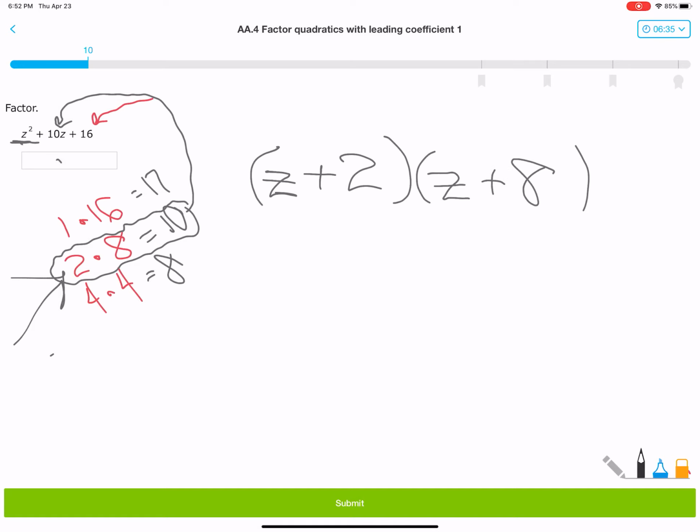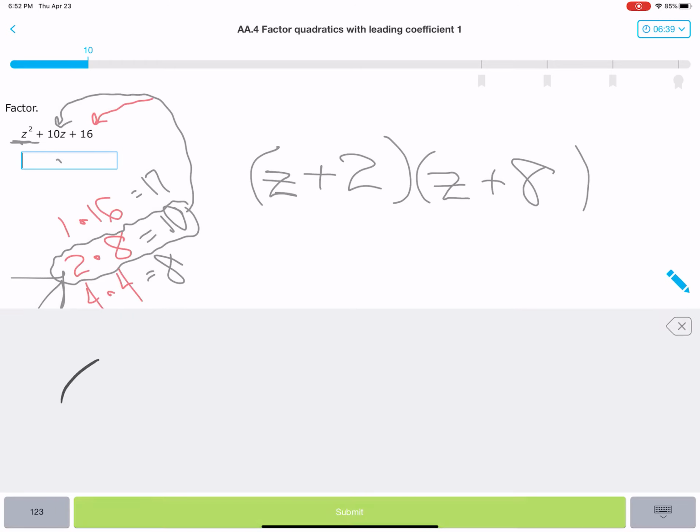So let's see if I put that in correctly. Z plus 2, z plus 8.